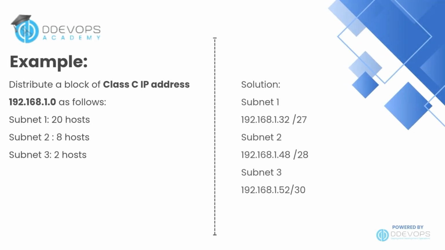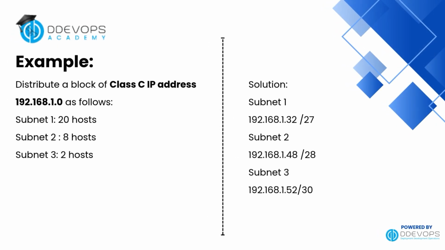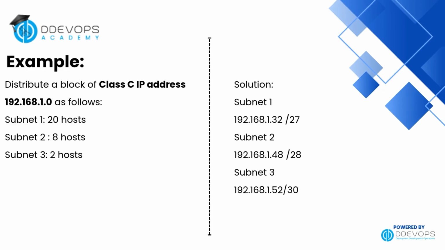In this example, we're distributing a Class C IP block, 192.168.1.0, into 3 subnets based on host requirements. Subnet 1 supports 20 hosts with the address 192.168.1.32/27. Subnet 2 supports 8 hosts using 192.168.1.48/28, and Subnet 3 supports 2 hosts using 192.168.1.52/30. This method ensures efficient use of IP addresses based on network size.